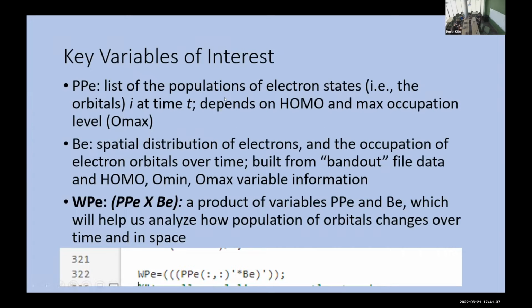In the MATLAB script, there are 3 big variables that help look at the populations and how they change over time. One is PPE, as it's called in the script. It's a list of the population of electron states at some position at some time. This in the script depends on your HOMO and your max occupation level. There's PE, a spatial distribution of the electrons, which comes out of your band out file. And then WPE, a product of these 2 variables, which are matrices. This helps us analyze how the orbitals change over time.